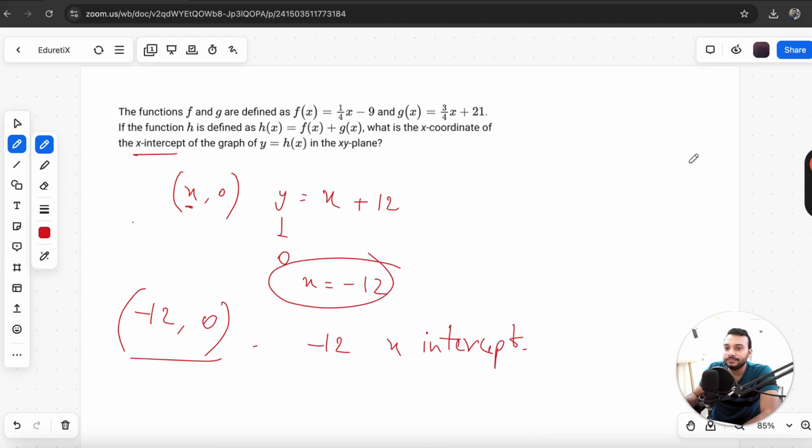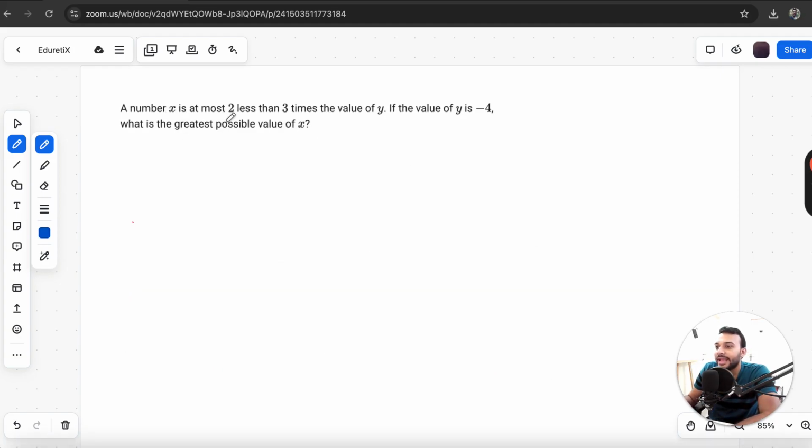Let's go for the next one. A number x is at most 2 less than 3 times the value of y. Okay. So x is at most, that means less than or equal to 3y minus 2, because it's saying 2 less than 3y. If the value of y is negative 4, what is the greatest possible value of x? Okay, so this is an inequalities question. So x less than 3y minus 2, this is the first one. Second is y is equal to negative 4.